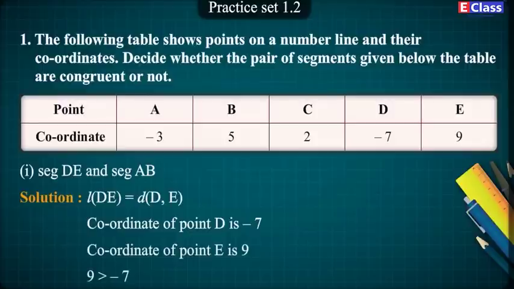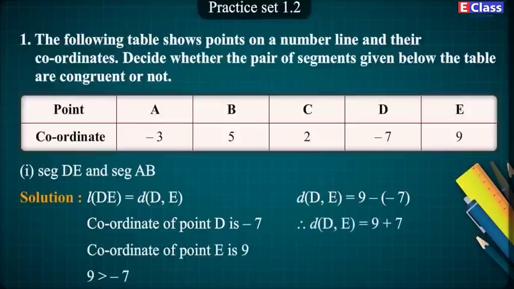9 is greater than -7. Distance of DE is equal to 9 minus (-7). Therefore, distance of DE is equal to 9 plus 7. Therefore, length of DE is equal to 16.